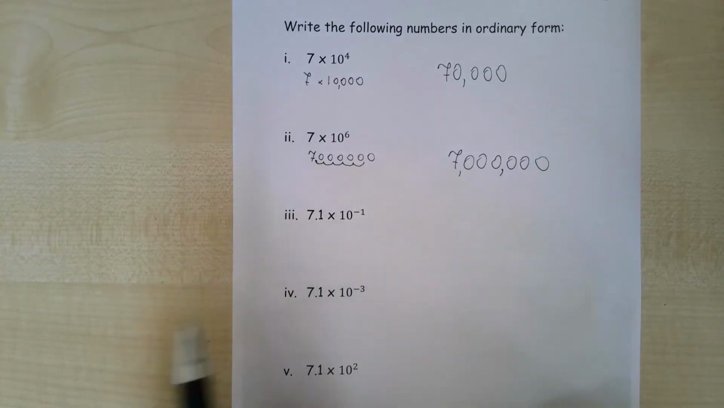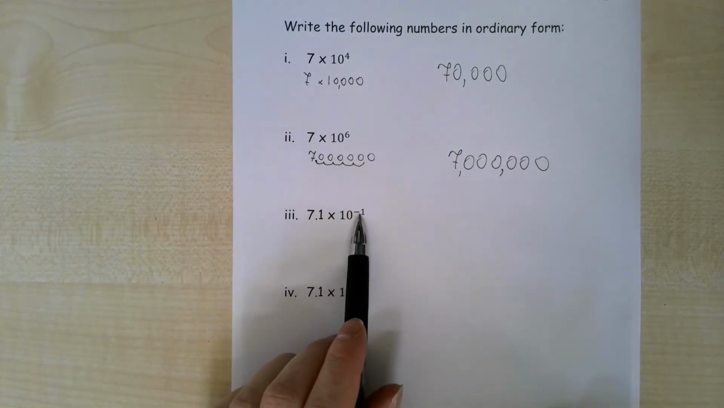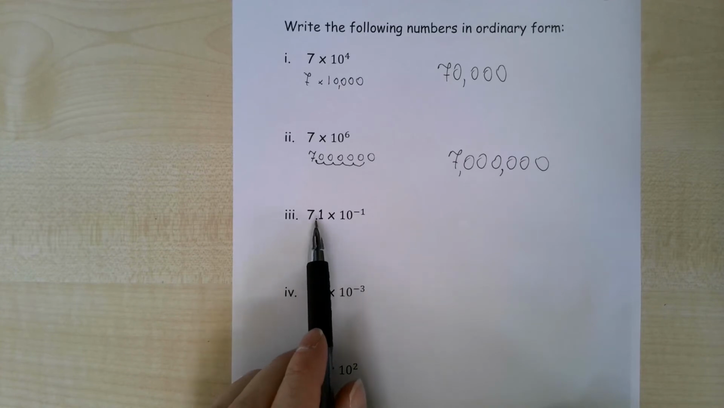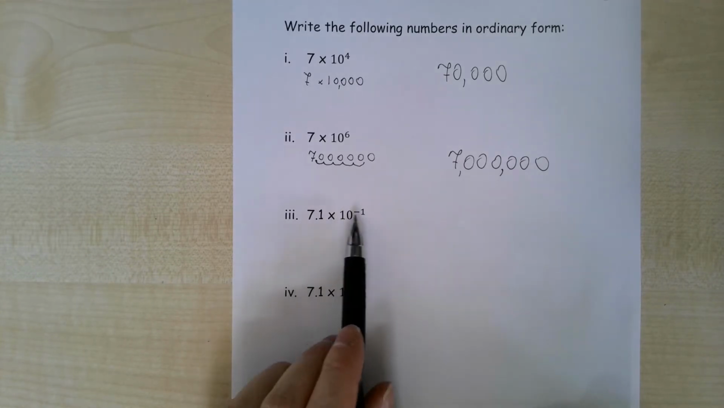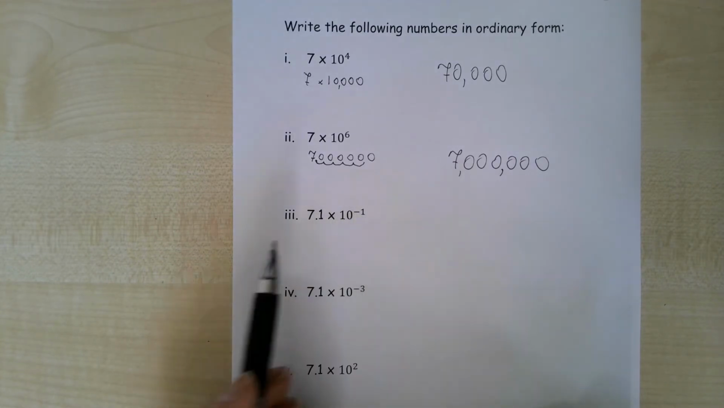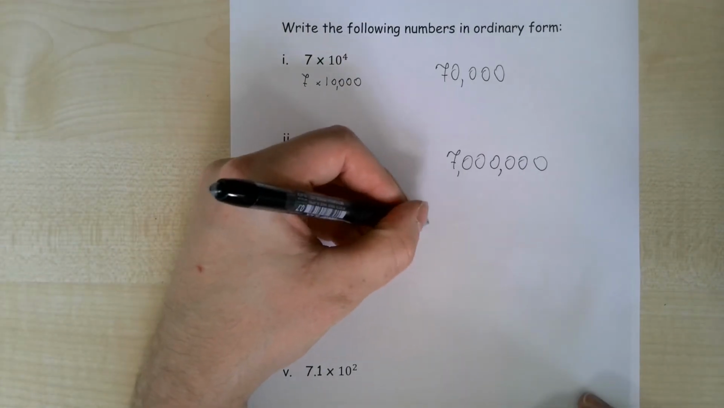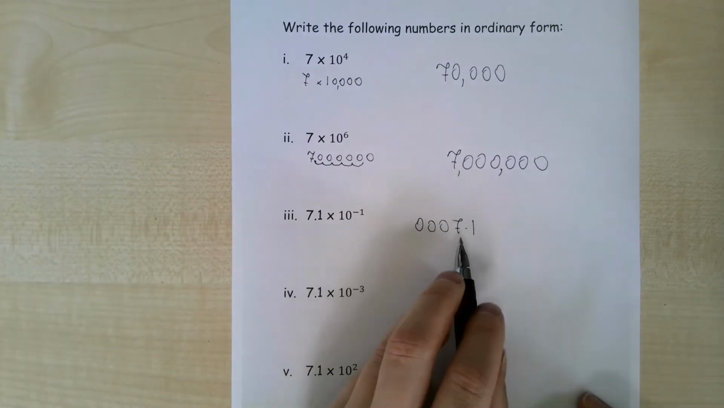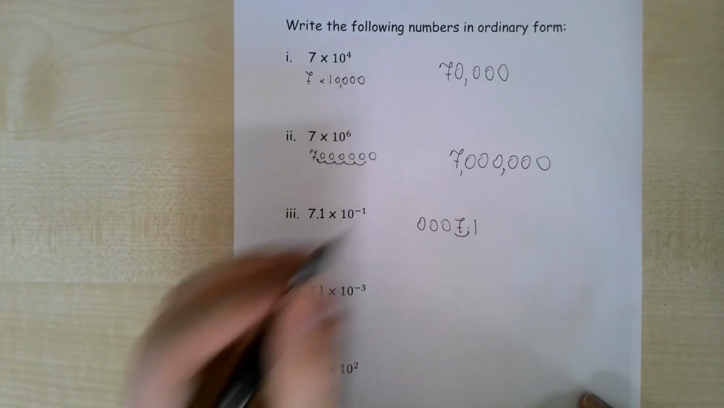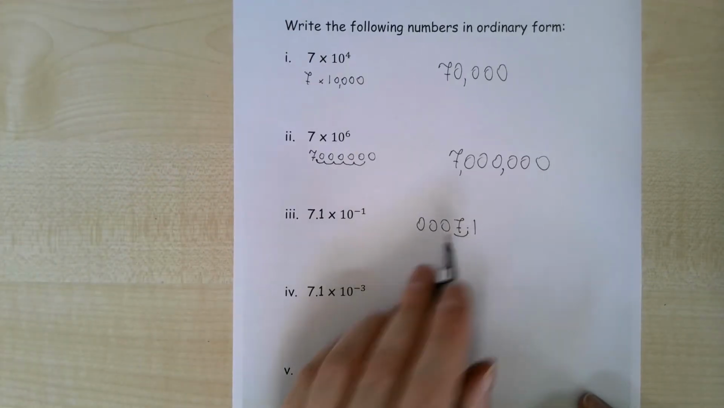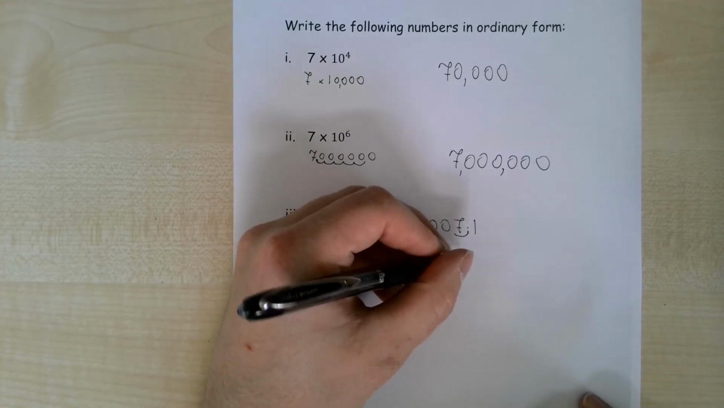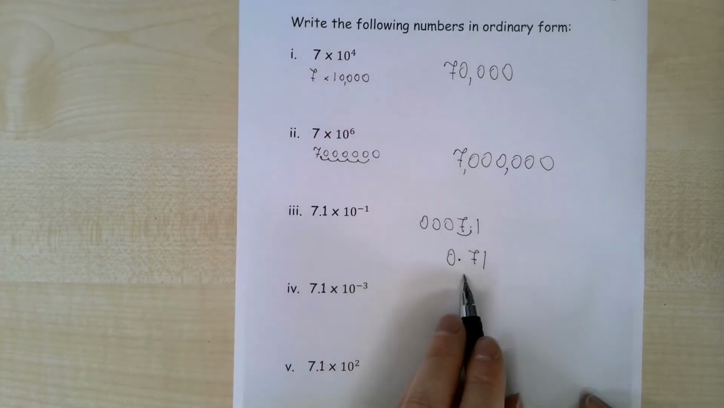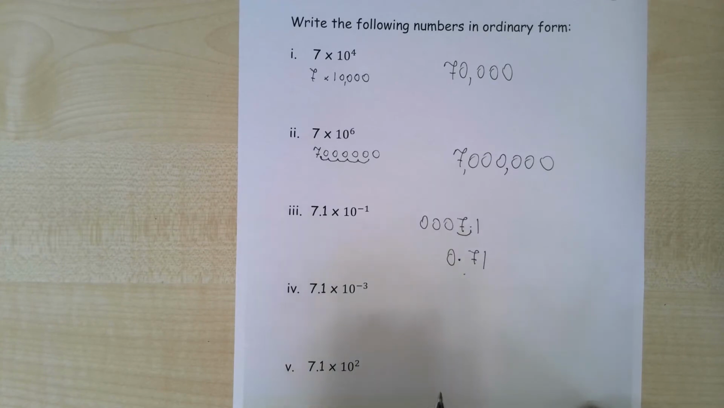For question 3, the first thing I note is it's a negative power. So we're going to make this number smaller, only by one lot of 10. So my decimal point needs to go this direction to make it smaller, only once. So my answer is 0.71.